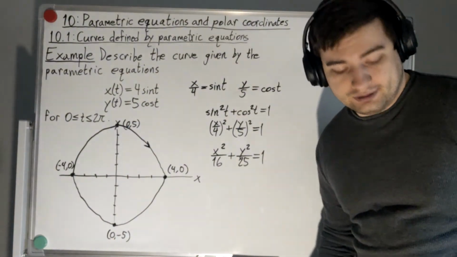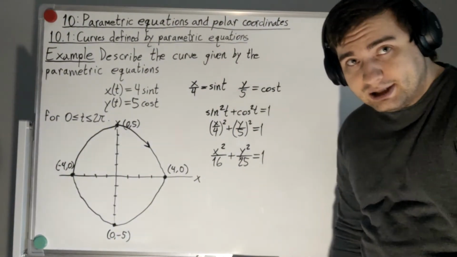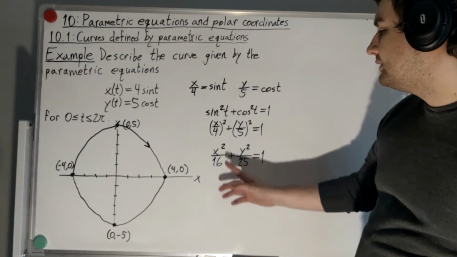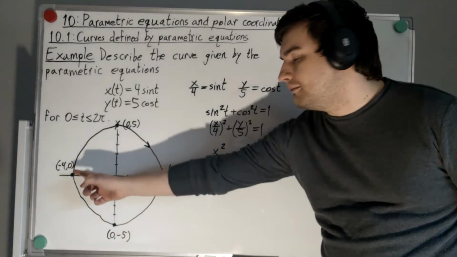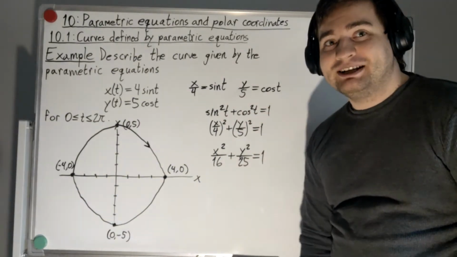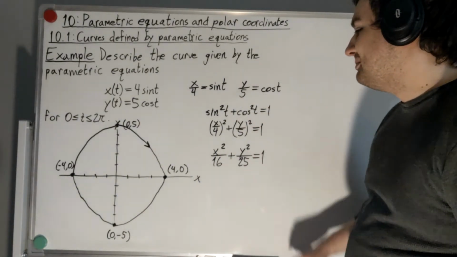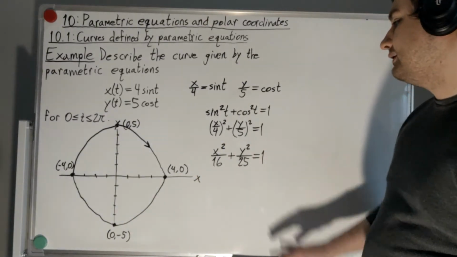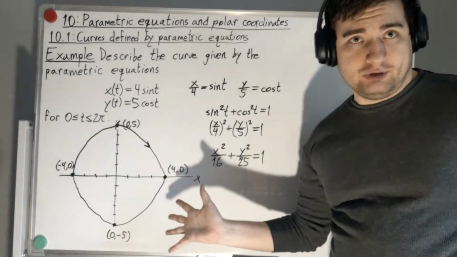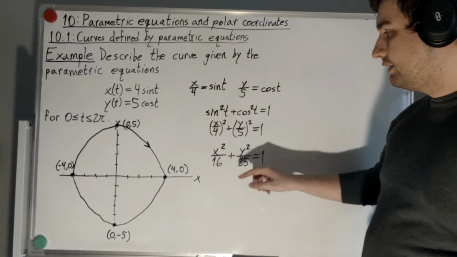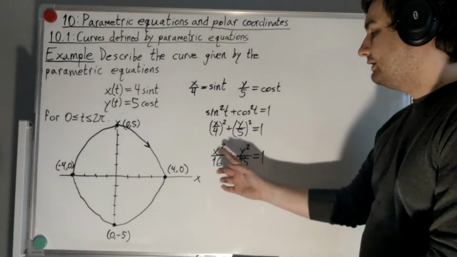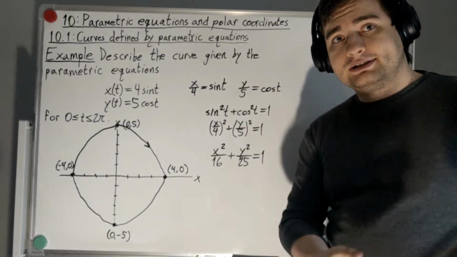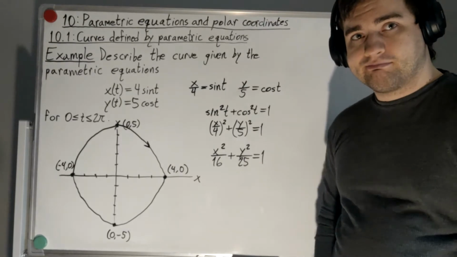You might have learned in pre-calculus that this is the equation of an ellipse. Specifically, it's the ellipse whose x-intercepts are 4 and negative 4, and its y-intercepts are 5 and negative 5. Okay? So these are just two different descriptions of the same curve. This one just describes it by an equation that relates x and y. This one describes it by the path of a particle as t increases. All right?